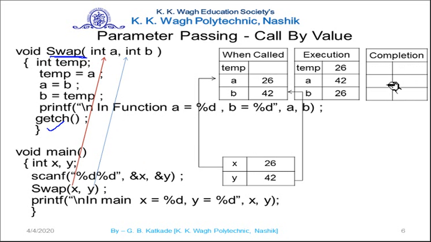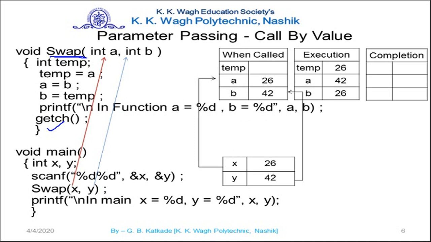When it comes back to the main function, all the variables here, temp, a and b, will be removed from the memory and will not be available. So we are using the values of x and y in the function swap, and after completion these values are not available to main, or there is no update done to the values of x and y. The x and y originally remain as they are, 26 and 42. So this is what is called call by value. Only values are copied and used there. Separate memory has been allocated during the call of the function, as indicated here.